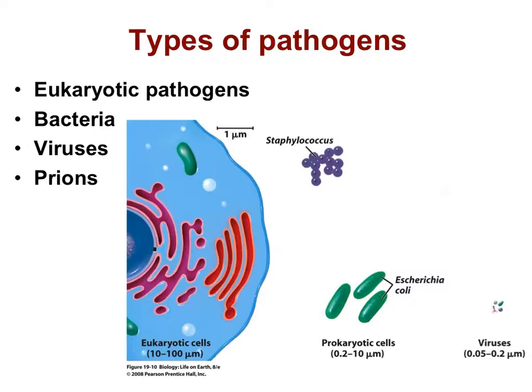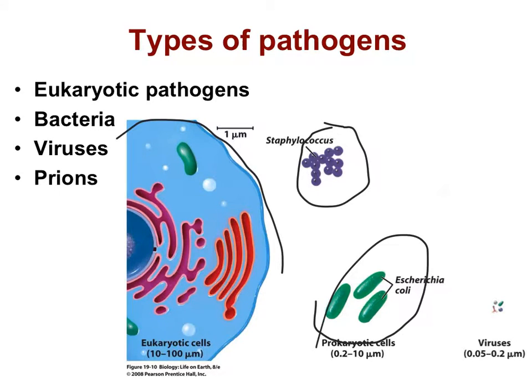Let's see. Okay, so here's a eukaryotic cell. Here's a cocci, Staphylococcus, E. coli. Here it shows that they're prokaryotes. I don't really use that word anymore. And then viruses. And viruses are the smallest ones.